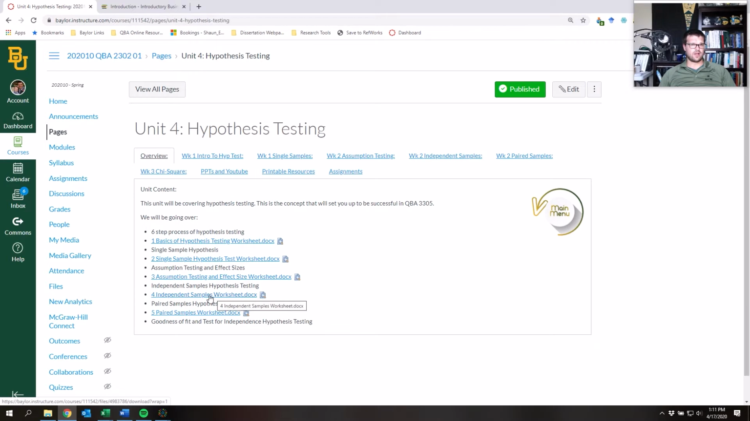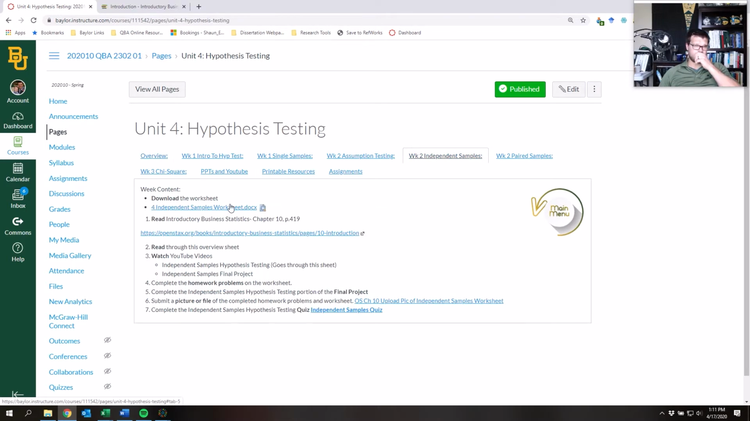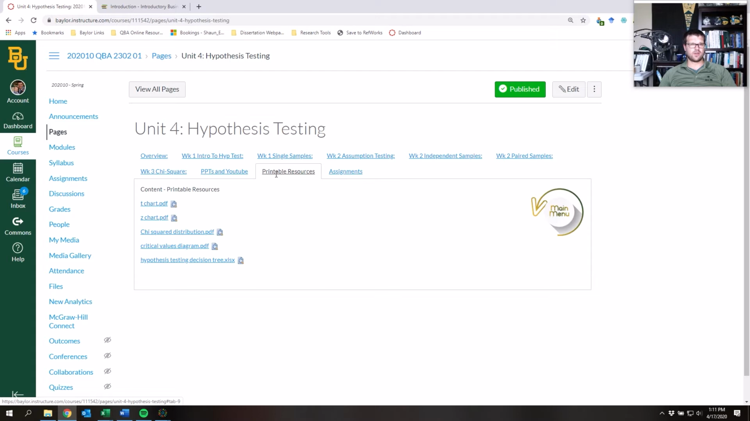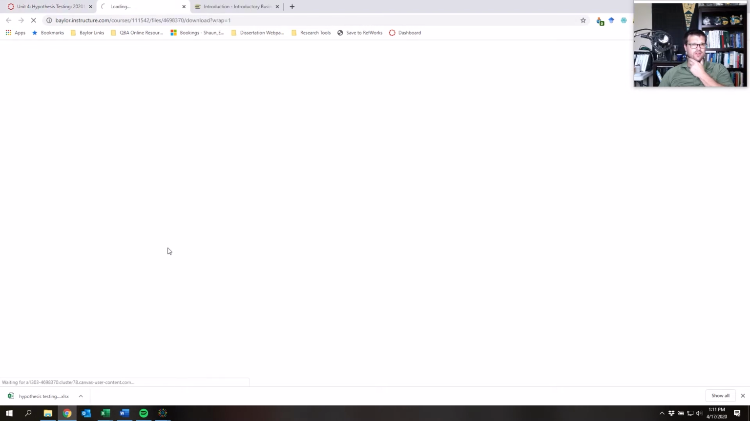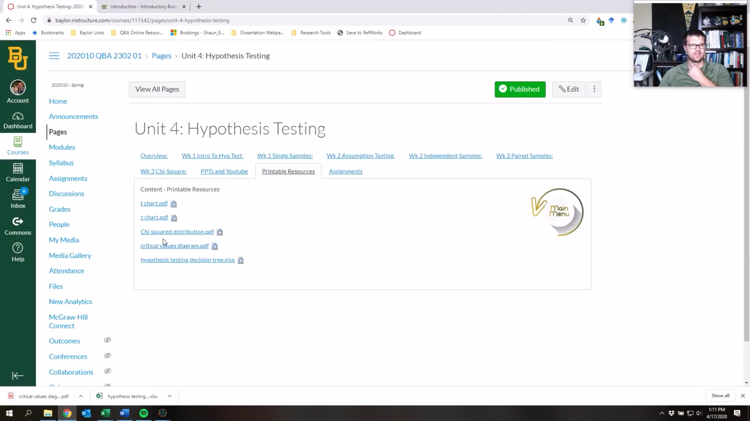And overview, you can download the independent samples worksheet, or you can go to independent samples and download the independent samples worksheet here. Another thing that you're going to want is go to printable resources, and you're probably going to want the hypothesis testing decision tree. So we're going to download that, and then the critical values diagram. So let's download that, and then we also might need the t-chart. That should be all that we need.